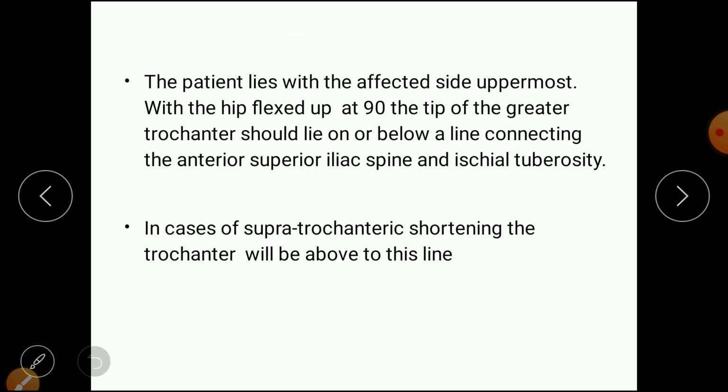The patient lies with the affected side uppermost with the hip flexed up to 90 degrees. The tip of the greater trochanter should lie on or below a line connecting the anterior superior iliac spine and ischial tuberosity. In cases of supratrochanteric shortening, the trochanter will be above the line.